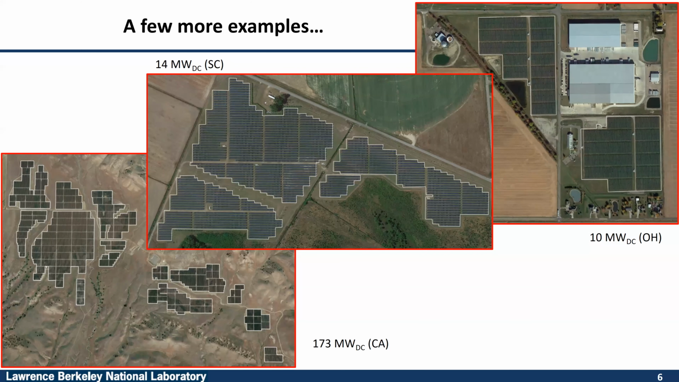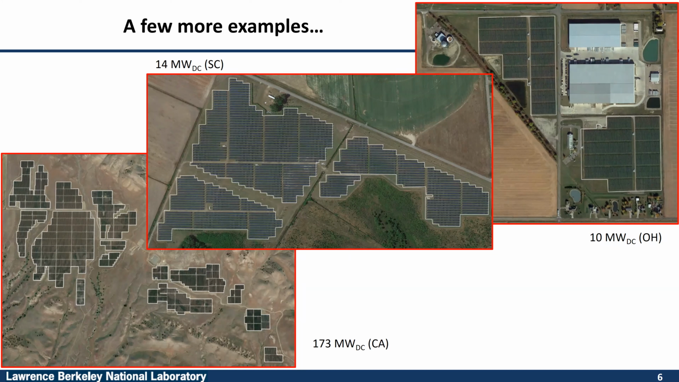Here are just a few more examples. Down in the bottom left, we see a big plant in California that is broken up into many different arrays by various land features. In the middle, there's a South Carolina plant that looks like it might be spanning several contiguous lots. And then in the upper right, there is a tracking plant that seems to be on a commercial lot that also includes a large building.